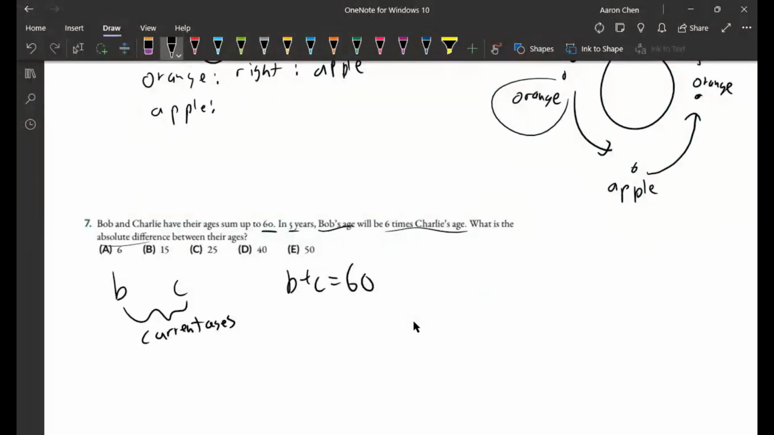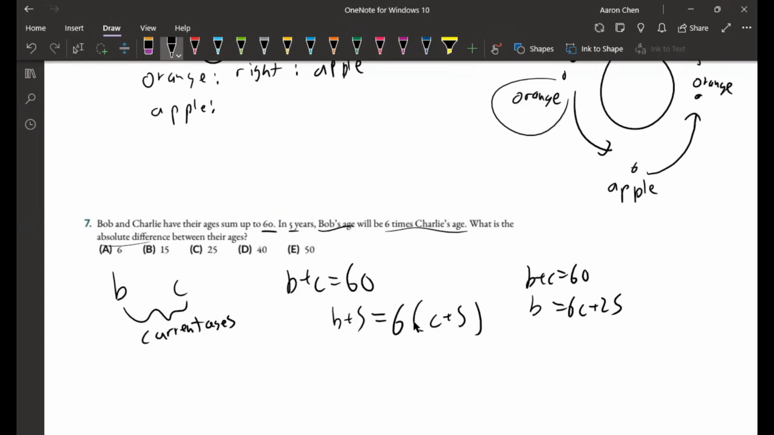So B plus C is equal to 60. And in 5 years, Bob's age, which is B plus 5, will be equal to 6 times Charlie's age, which at the time would be C plus 5. We want to find the absolute difference between their ages. So B plus C equals 60, and B equals 6C plus 25. You can solve it using substitution or subtraction, various methods.